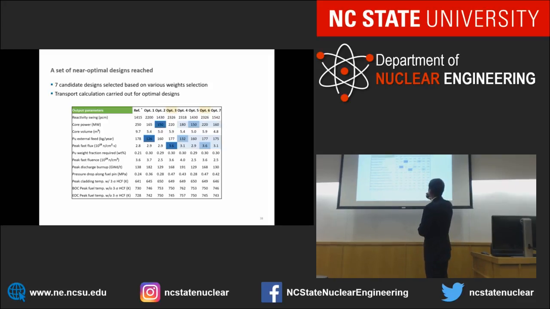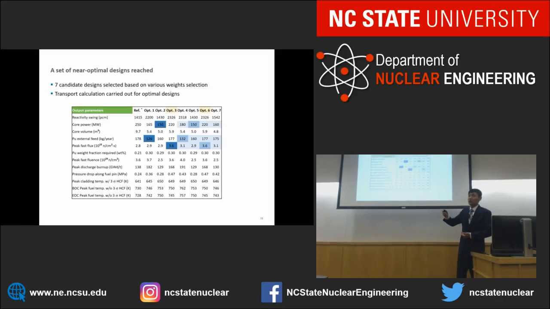If I compare all these numbers in this region, I see that we're able to reduce the core power, reduce the core volume, minimize the plutonium feed, and promote the fast flux. We achieved our goal. For the reactivity swing, even though some of them are not as good as this one, we're still under the limit, 2,500 PCM.